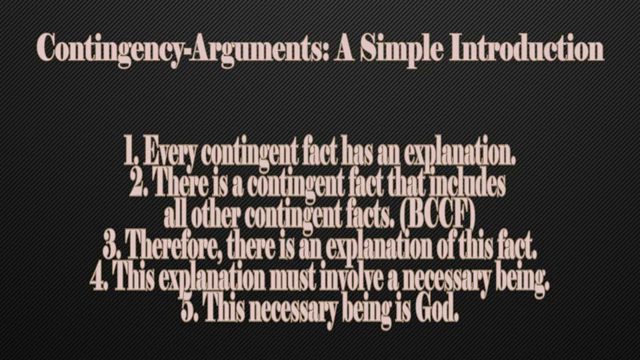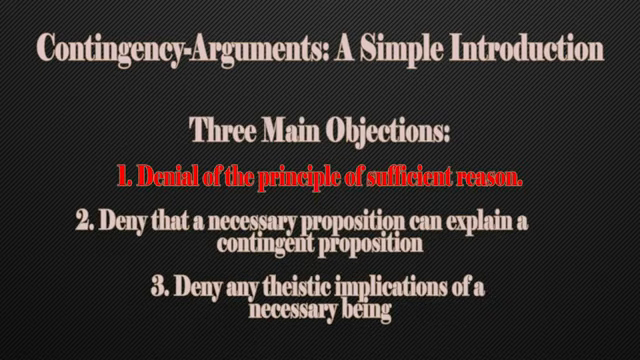Now, there are 3 main objections to these kinds of arguments. The first is the denial of the principle of sufficient reason. Maybe there are facts or propositions that are contingent and yet simply lack any kind of explanation. These would be called brute facts. Maybe, for example, the universe exists for no reason at all. It might have not existed, but it does, and no reason can be given for why it does. It exists as a brute fact.